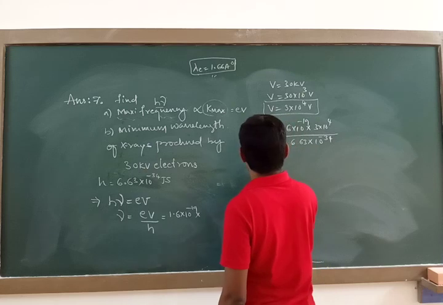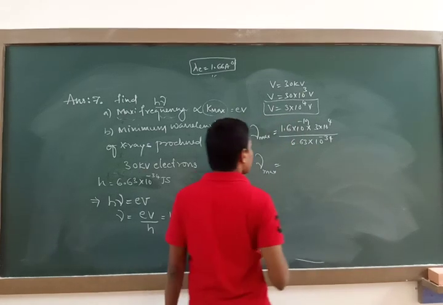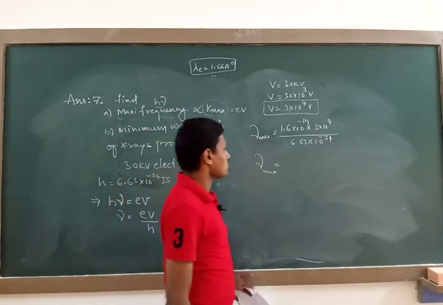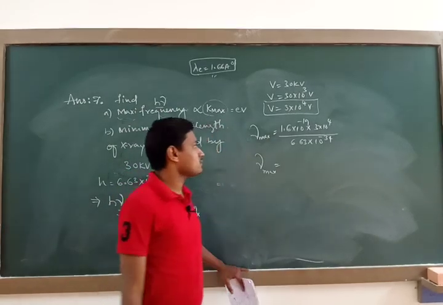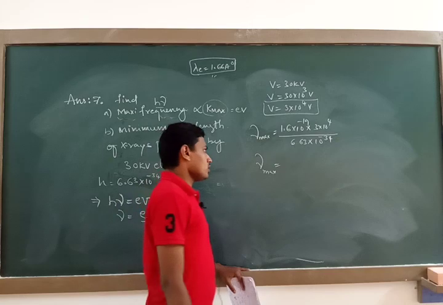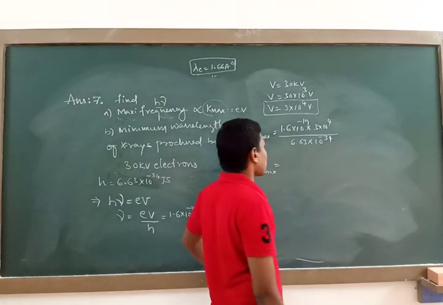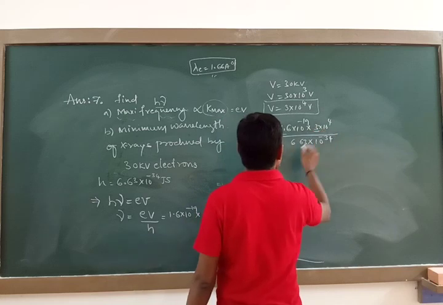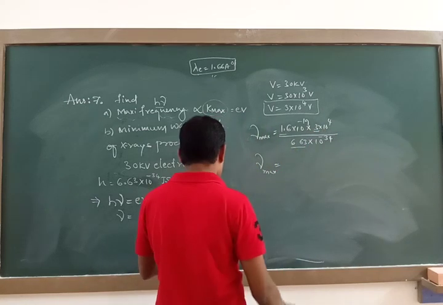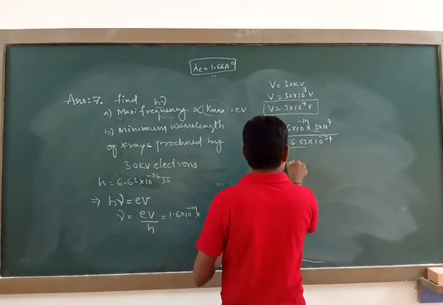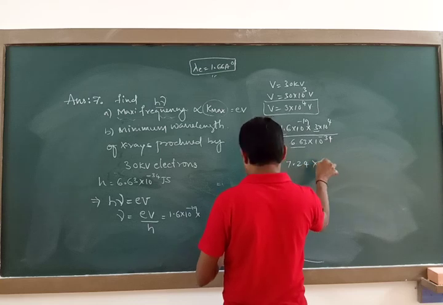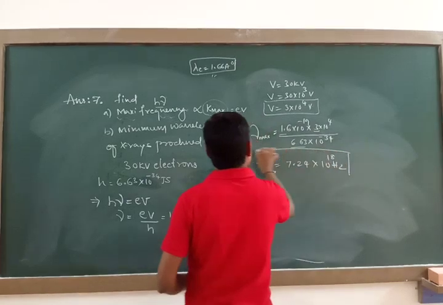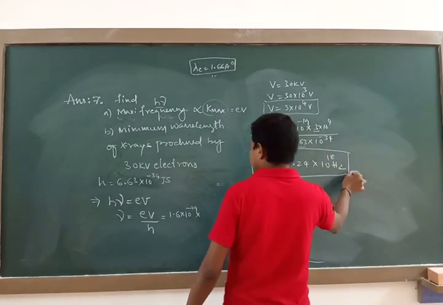If you simplify this, first simplify the powers: minus 19 plus 4 is minus 15, so 10 to the power of minus 15. The minus 34 in the denominator goes to the numerator as plus 34. Then multiply 1.6 into 3 and divide by 6.63. I think you will get the answer 7.24 into 10 raised to 18 hertz. Frequency SI unit is hertz.